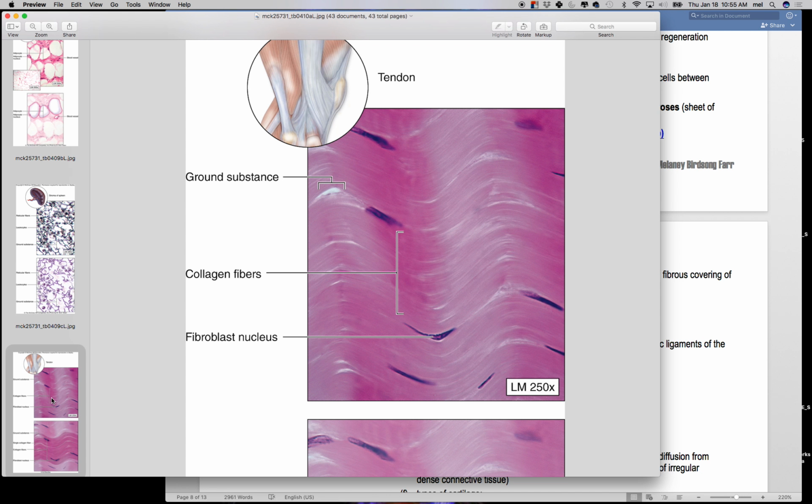Do you know the difference between a ligament and a tendon? What is it? Bone to bone is a ligament, and muscle to bone is a tendon. They're made of the same tissue, and we don't want that tissue to be stretchy.